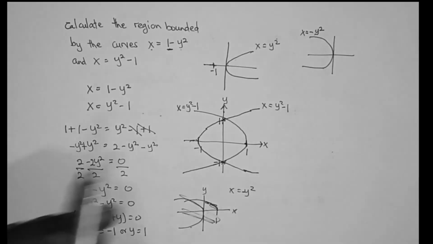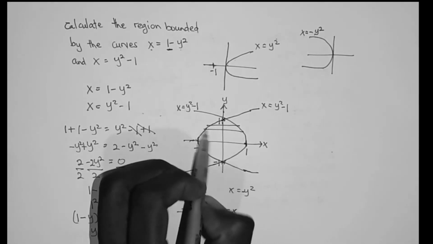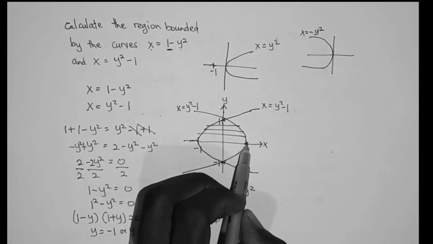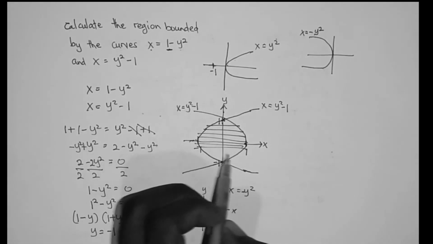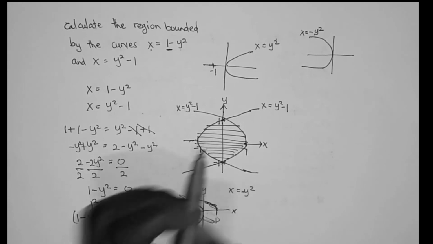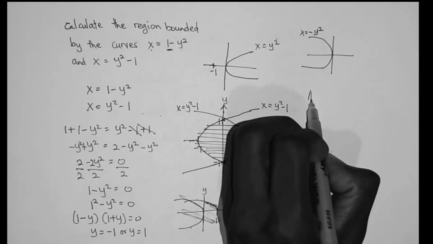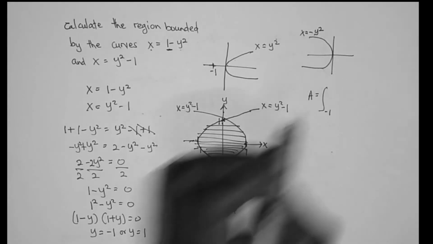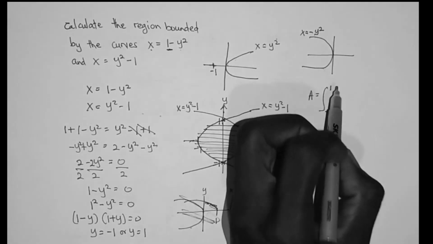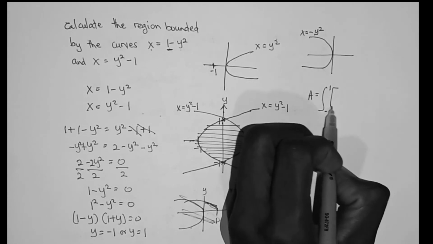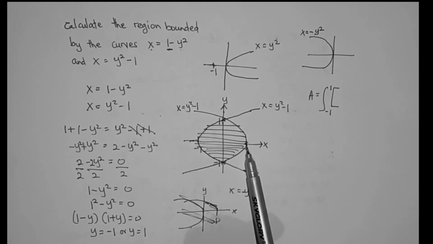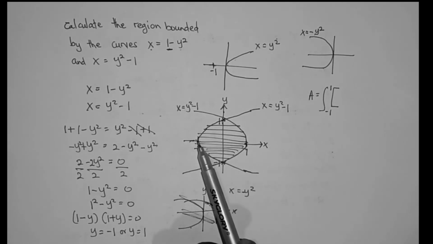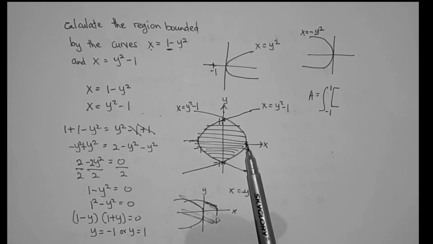So at the end of the day, the region of interest that we are looking for, which is the area bounded by those two curves, is this area. And therefore, area is equal to the integral from the lower limit, minus 1, to the upper limit, 1, of the curve on the right side minus the curve on the left side. So this is the curve on the right side.